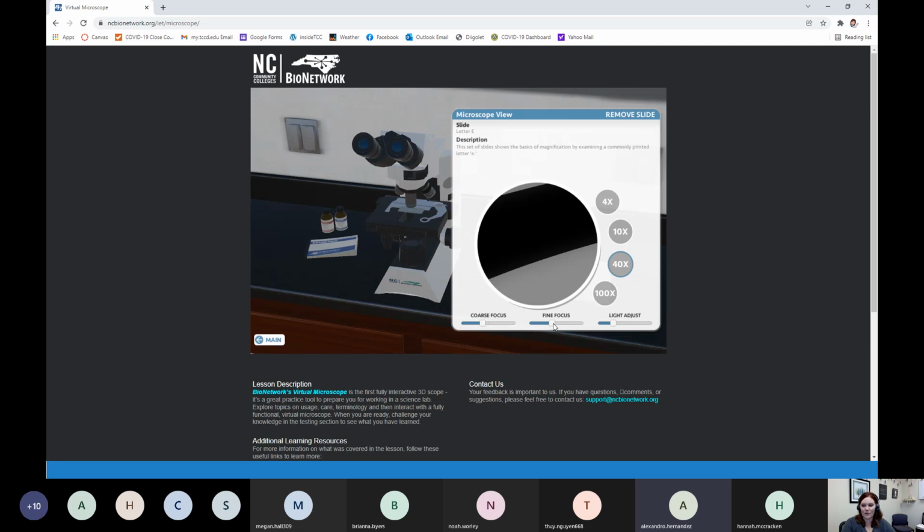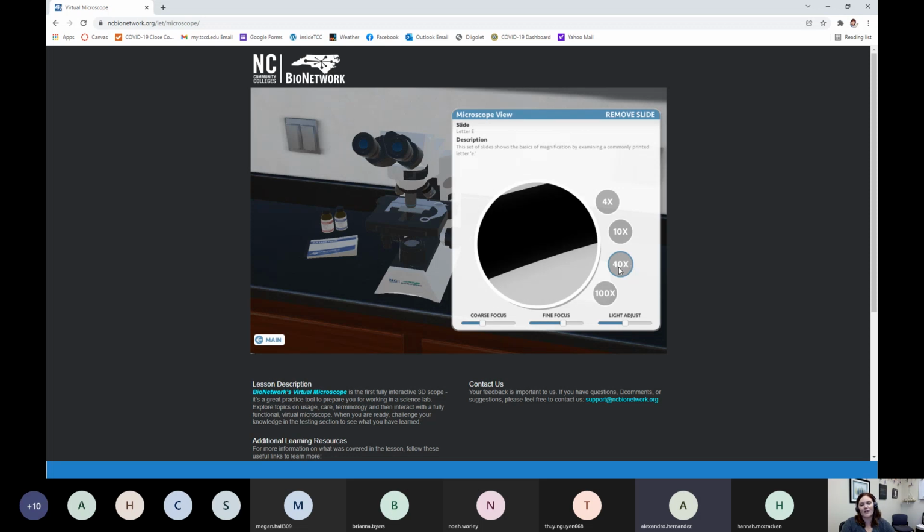If I need to, I can use this fine adjustment knob, or in this case, what might help me is adjusting that light a little bit. So we can use that light adjustment knob that's on the sides on ours, or you can use that iris diaphragm under the stage.